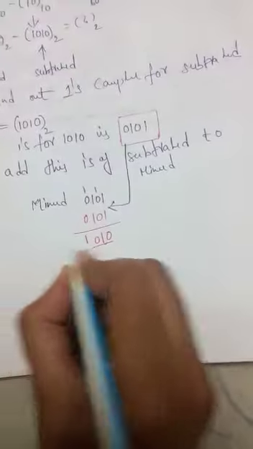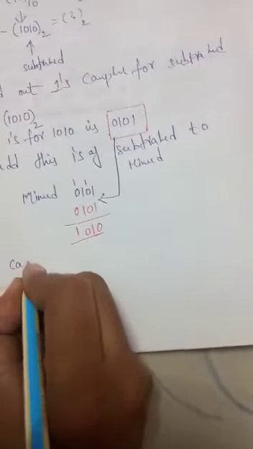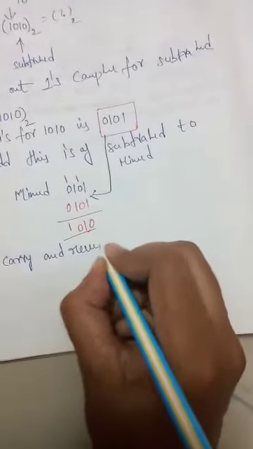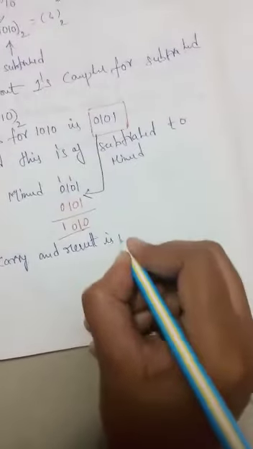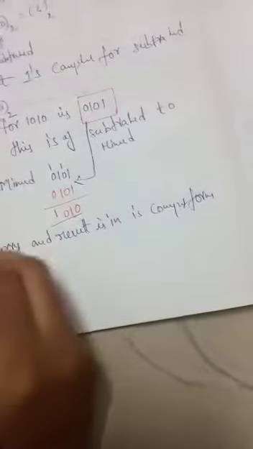Step 3. Observe here, there is no carry in this case. No carry, and the result is in 1's complement form. This is the third step.